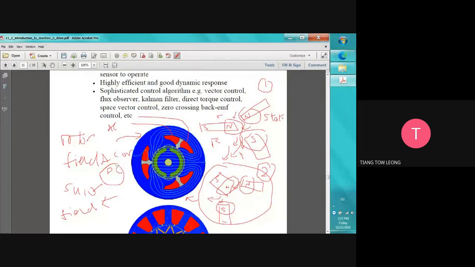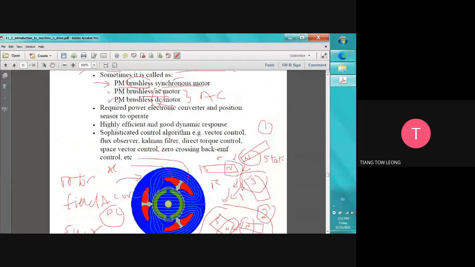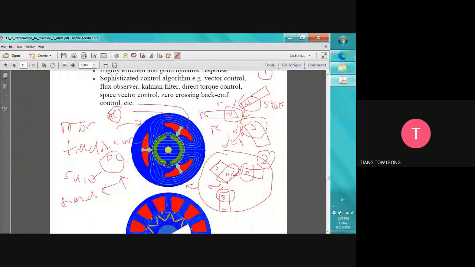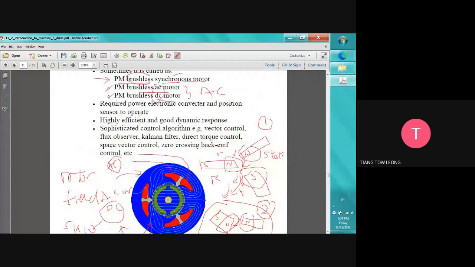If let's say we inject DC to run it, we call it a PM brushless DC motor. If let's say we inject AC to run it, we call it a PM brushless AC motor. That's it. But as overall, it is an AC motor. No matter we inject DC or AC, it is an AC motor. Why do we call DC an AC motor? Because the DC here, we are using the converter. We inject the DC, and then they use this DC to control and become AC to run this. Eventually, it's still AC. So it requires a power electronic converter and position sensor to operate.